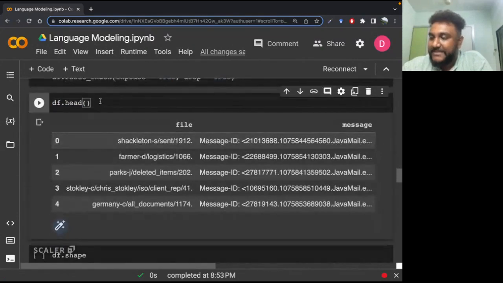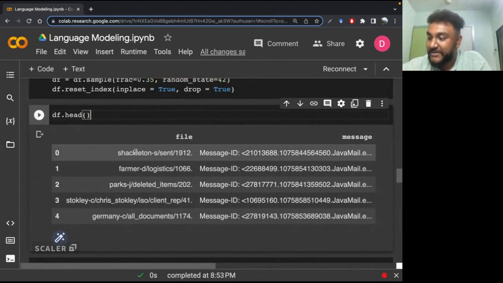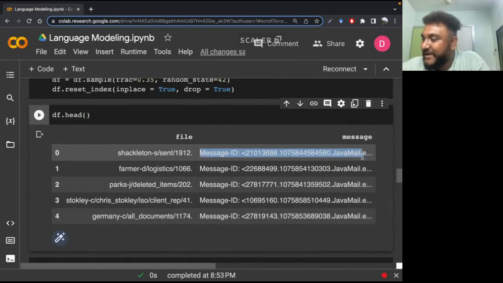So my CSV file basically has two columns. It has the file column. This refers to the file where this email is stored. And then we have the message. So guys, notice this message ID, so much number, java.mail, whatever. This is the metadata that I was talking about.